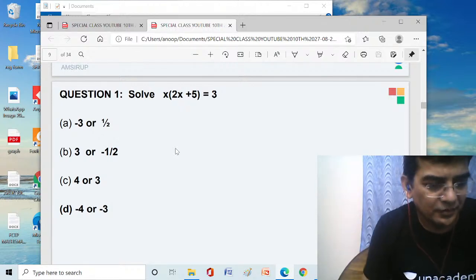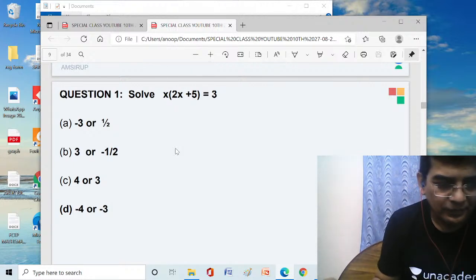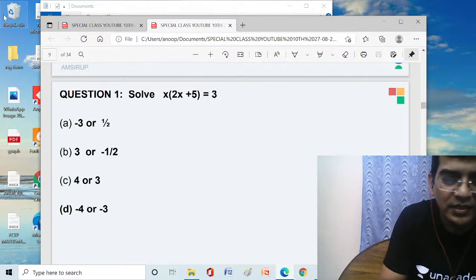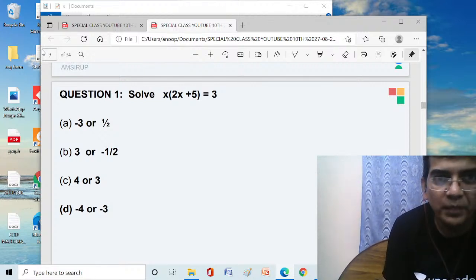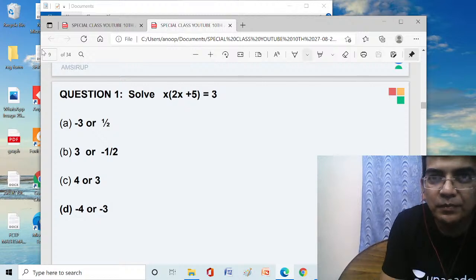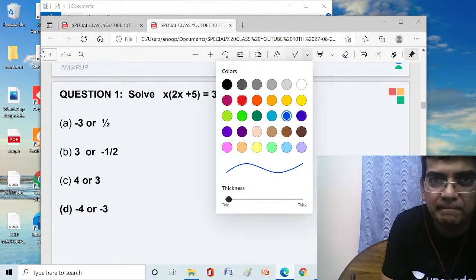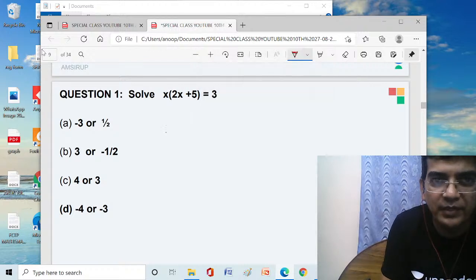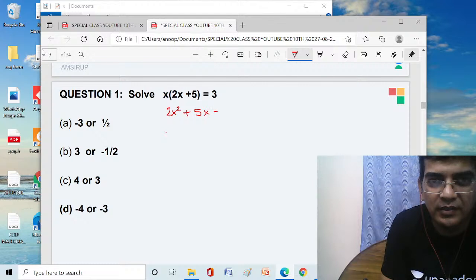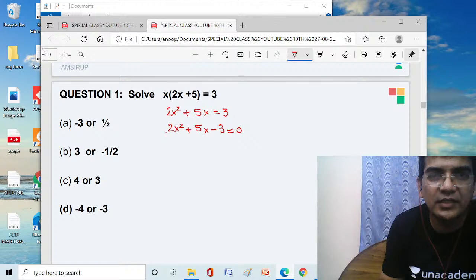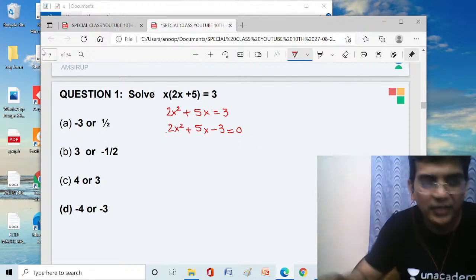Okay, so here, see the equation given to us is like this. Now if we open the bracket here, you will be getting 2x square plus 5x is equal to 3. Now, as you can see, we are getting a quadratic equation here. This is a quadratic equation that we are getting. So we will try to solve this equation.